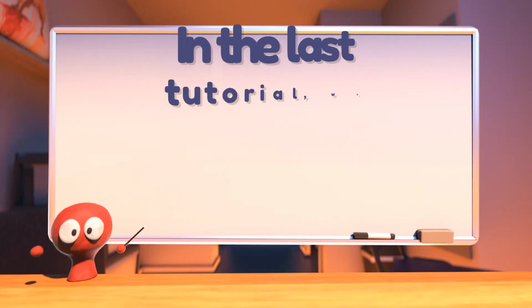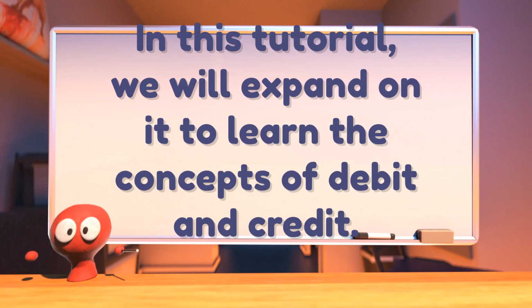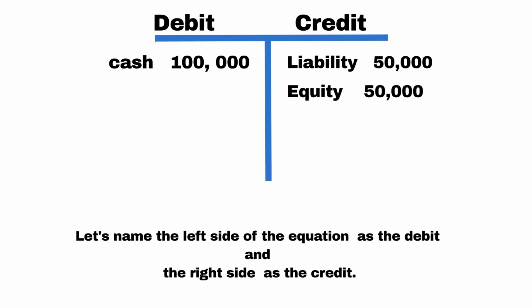In the last tutorial, we learned the accounting equation. In this tutorial, we will expand on it to learn the concepts of debit and credit. When Rohit invested $50,000 of his money and took a $50,000 loan from the bank to have $100,000 in cash in the business account to start his business, these two transactions resulted in the accounting equation. Assets, cash, equals liability plus equity. $100,000 equals $50,000 plus $50,000. Let's name the left side of the equation as the debit and the right side as the credit.